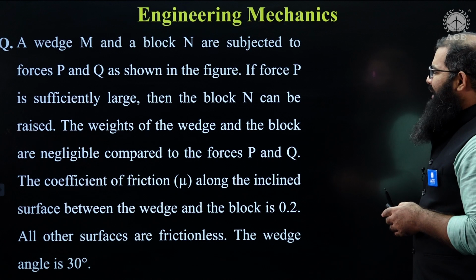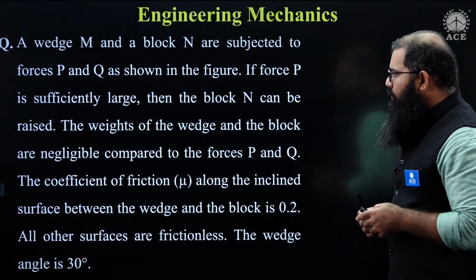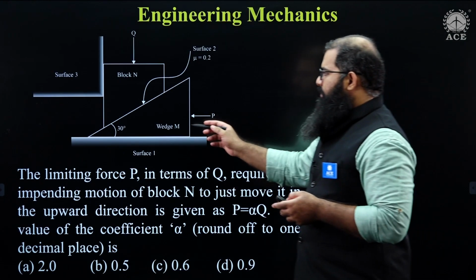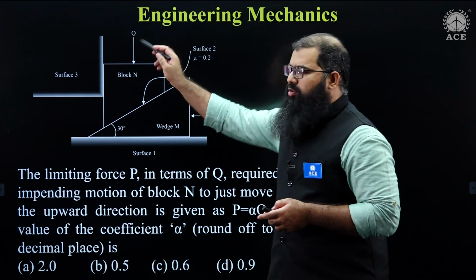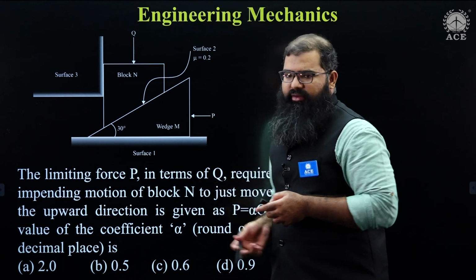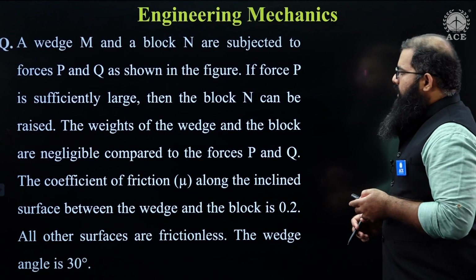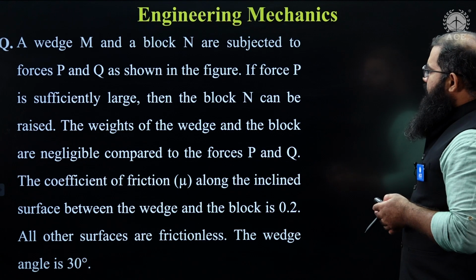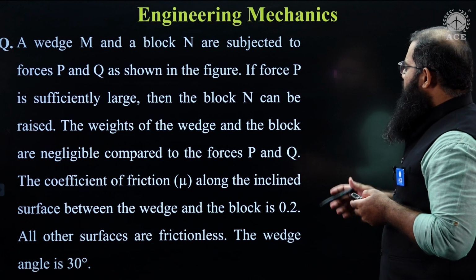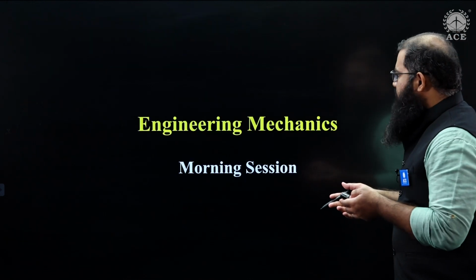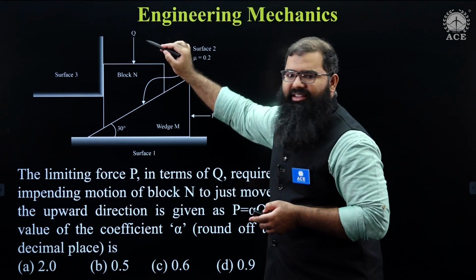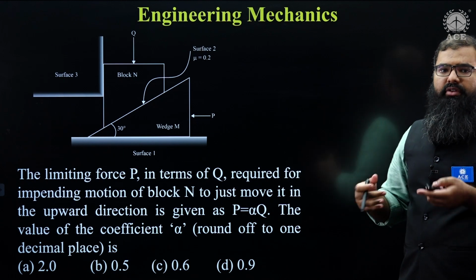The question says a wedge M and block N are subjected to forces P and Q as shown in the figure. Let me show you the figure. There is a wedge M and there's a block N over here, and these are two forces. There are two supporting surfaces and one common surface between them, right? The question further says, if the force P is sufficiently large, the block N can be raised. So basically, if your P value is sufficiently large enough, you can lift this block N. That is the basic purpose of using wedges, is it not?